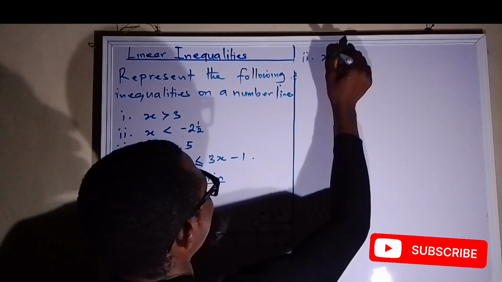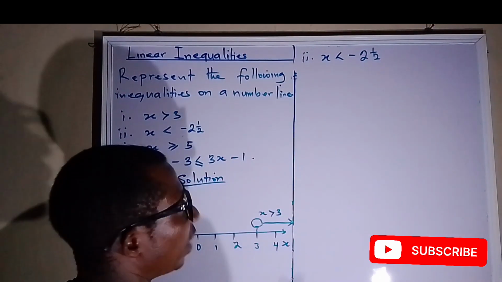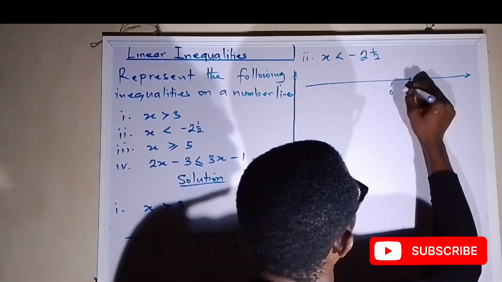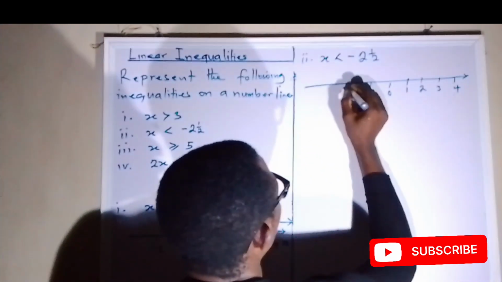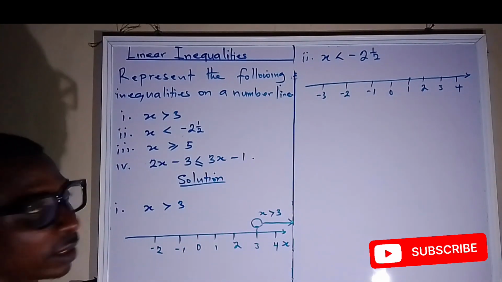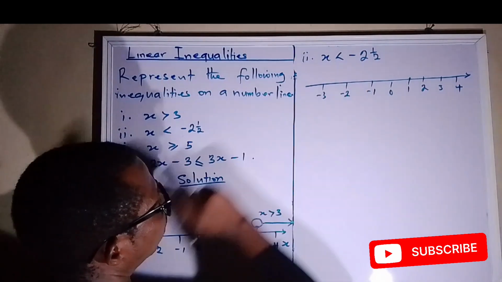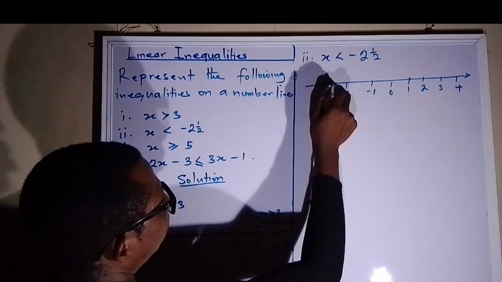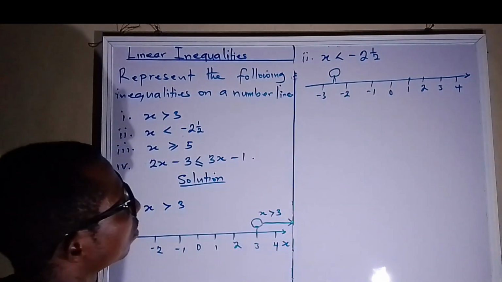We have x is less than minus 2.5. Now we want to represent this on a number line. So let's draw the number line. We have 0, 1, 2, 3, 4, and so on. So we have minus 1, minus 2, minus 3. Now the first thing is to locate the point minus 2.5. Minus 2.5 is going to be around this place. So you bring this up with an open circle.